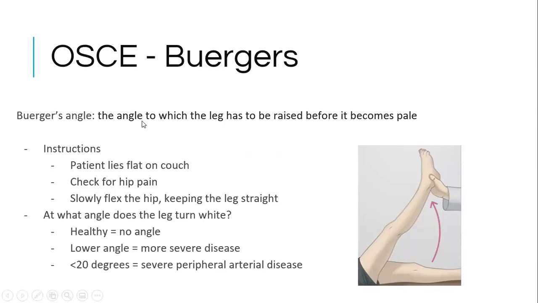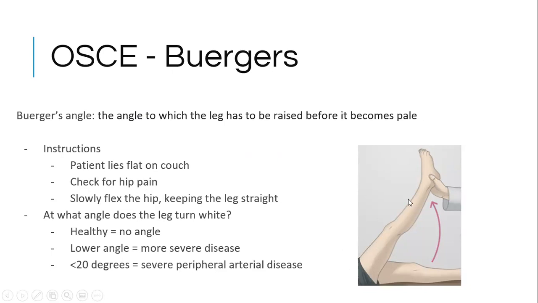Then your special tests. So Berger's test. So Berger's angle is the angle to which the leg has to be raised before it becomes pale. What you do is you lie your patient flat on the couch. You ask them, have you got any pain in your hips? They say no. You say, lovely, I'm going to lift your leg up. So you lift it up and you keep the leg straight. So you watch the sole of their foot as you do it, and you wait for the sole of their foot to go white. Hopefully it does not happen, because that is normal and healthy for it to stay pink the whole way that you lift the foot up.